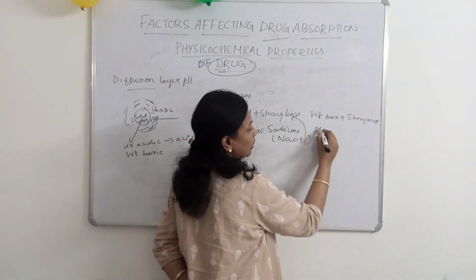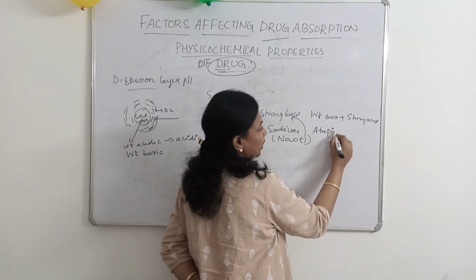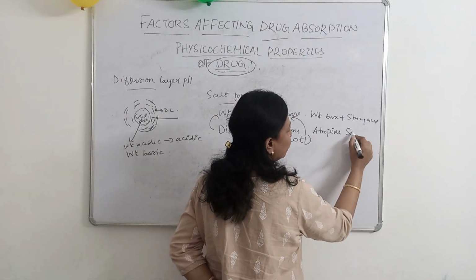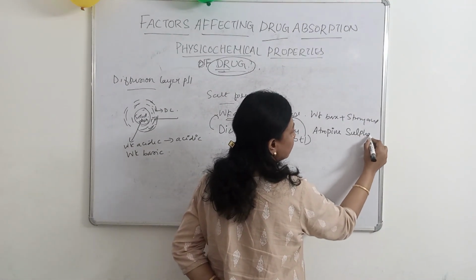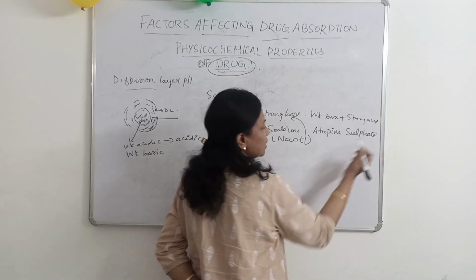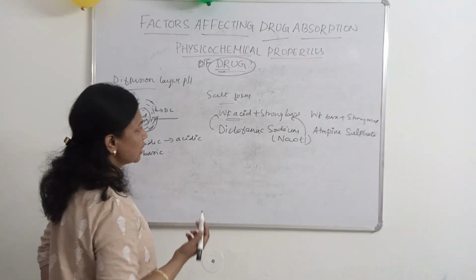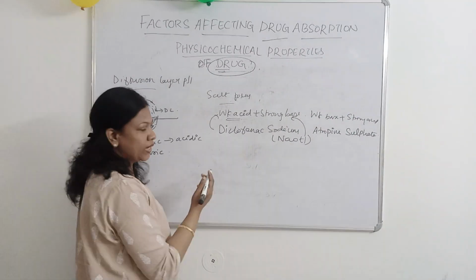So consider one alkaloidal drug, that is atropine, which is basic in nature. We have to make a salt of atropine, atropine sulfate, using sulfuric acid. A strong acid is used to make atropine sulfate. So in this case, how does the diffusion layer pH vary?